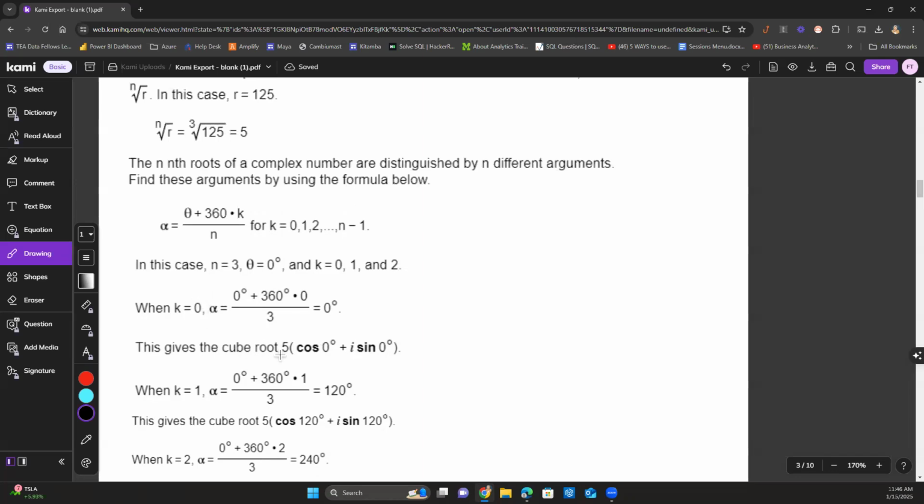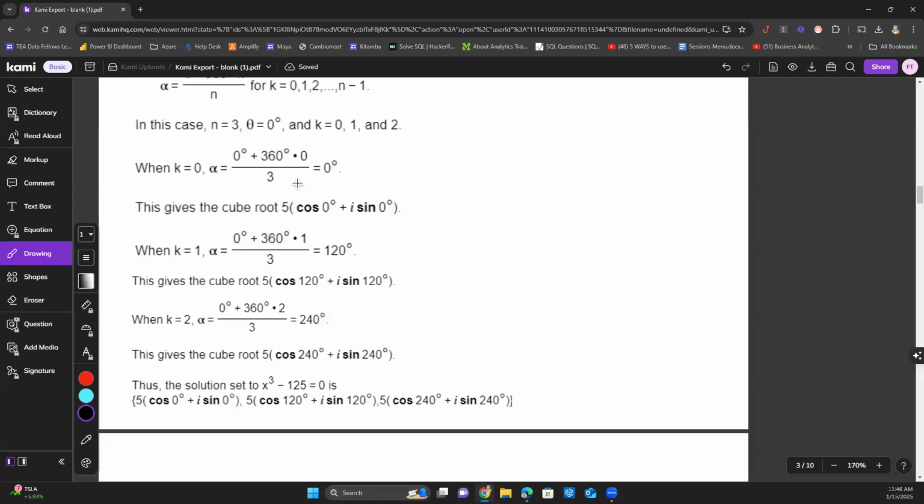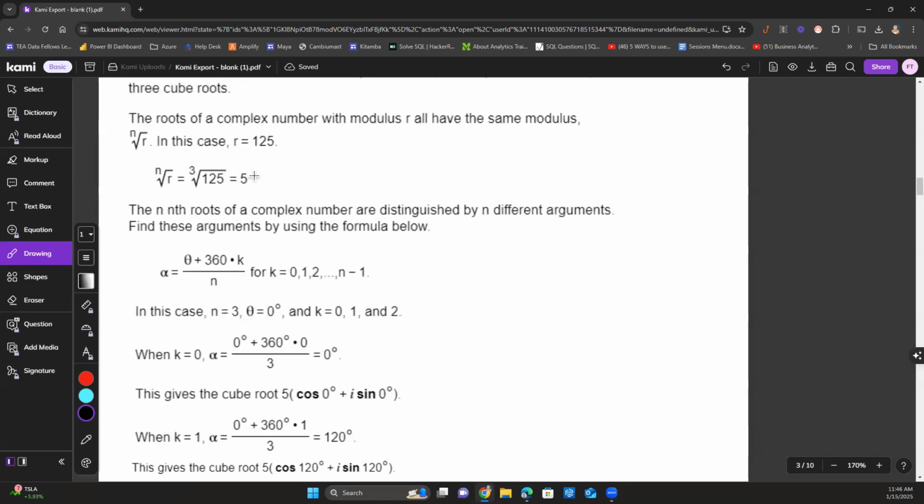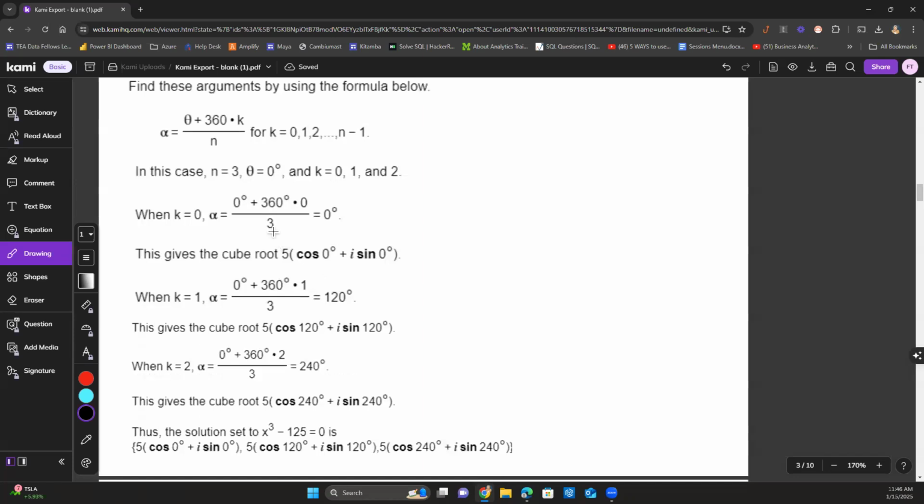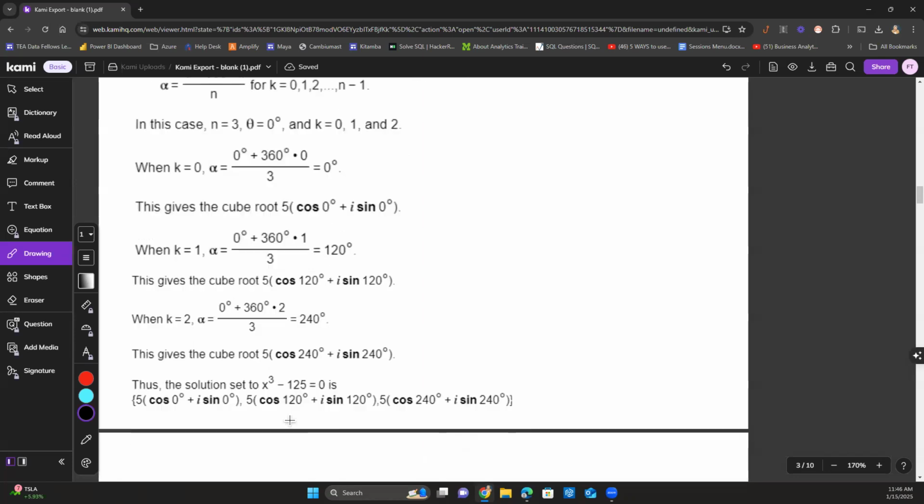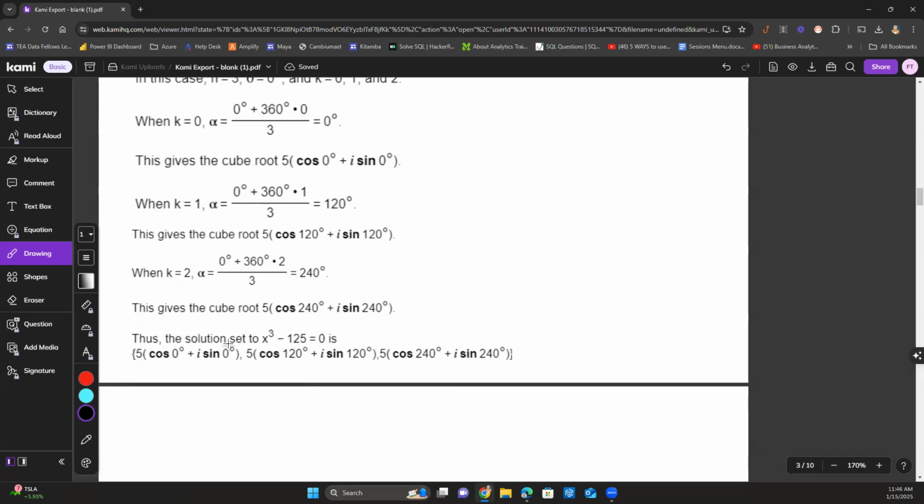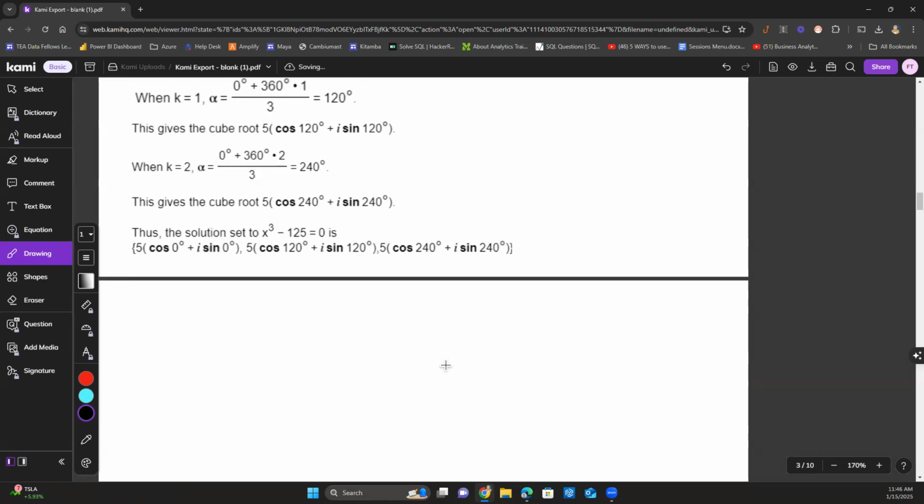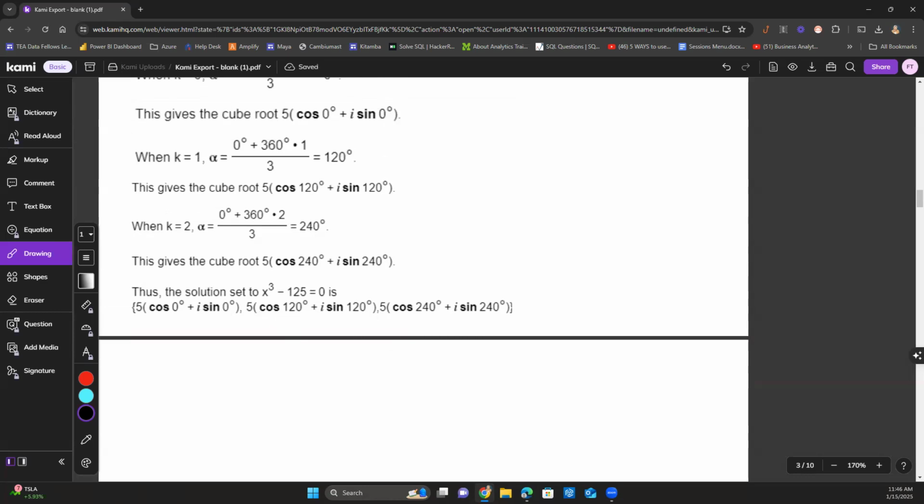So the first root is going to have 5 times cosine 0 plus i sine 0, because the cube root of 125 is simply 5. That's how we get this 5 value here. And then the angles will be calculated using this formula. Therefore, this question is going to have three solutions, because we're trying to find the cube root. The first solution is 5 times cosine 0 plus i sine 0. The second one is 5 times cosine 120 plus i sine 120. And the third one is 5 times cosine 240 plus i sine 240. Good luck with the 8.4 homework.